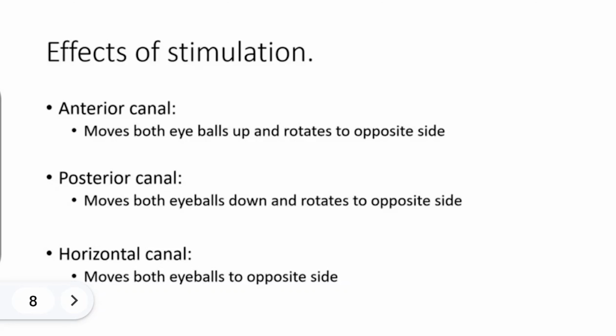See, by seeing this slide, we will get a doubt. What happens when we stimulate both anterior semicircular canals simultaneously? Clinically, it may not be practically possible, but if it happens, the eyeball will move in the upward direction. Stimulation of both the posterior semicircular canals causes movement of the eyeballs in the downward direction.